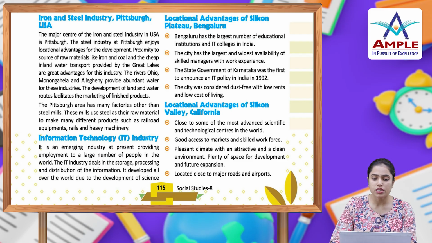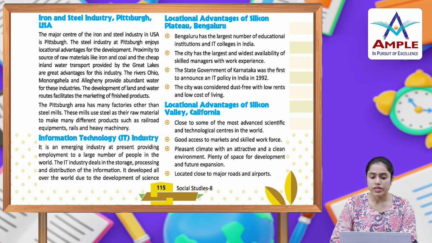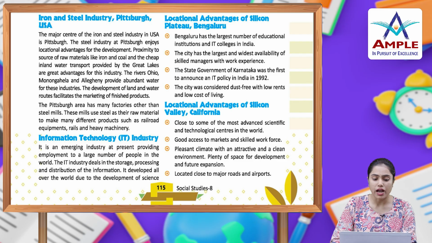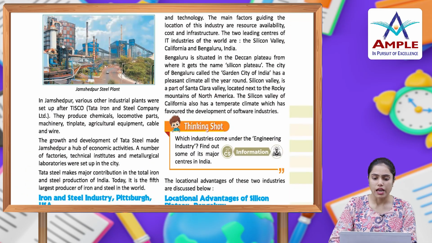machinery. Information technology, the IT industry, is an emerging industry at present providing employment to a large number of people in the world. The IT industry deals in the storage, processing and distribution of information. It developed all over the world due to the development of science and technology. The main factors guiding the location of this industry are resource availability, cost and infrastructure.